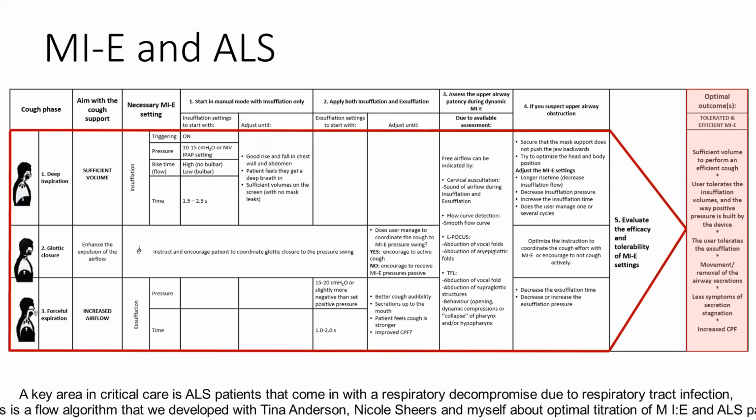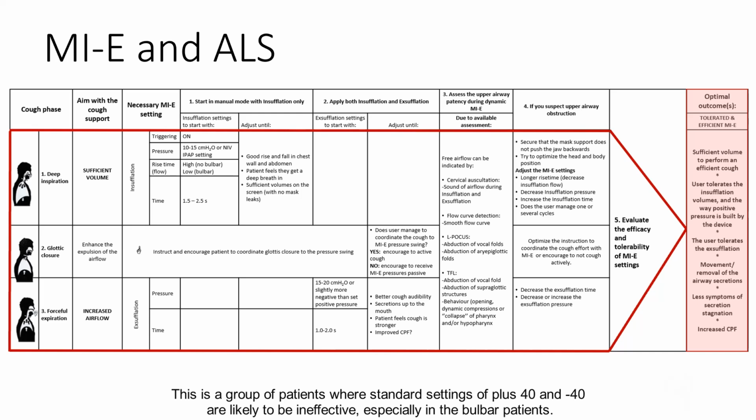A key area in critical care is ALS patients that come in with a respiratory decompromise due to respiratory tract infection. And this is a flow algorithm that we developed with Tina Anderson, Nicole Shears and myself about optimal titration of MIE in ALS patients. This is a group of patients where standard settings of +40 and -40 are likely to be ineffective, especially in the bulbar patient.